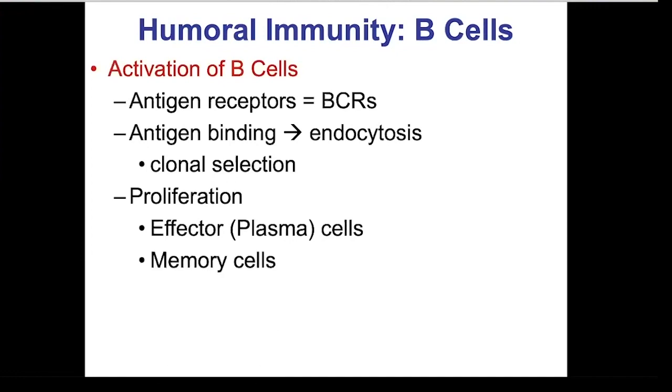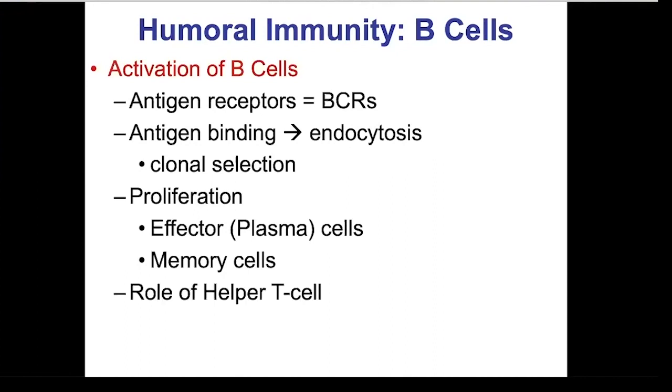In addition, you'll be producing some memory cells, and memory cells are going to provide protection later on if you are ever infected with the same antigen. We'll talk about this role a little bit later in this video. Recall that all of the daughter cells after this proliferation will have exactly the same BCRs, which means that they will recognize and bind with the same antigens. Therefore, you're creating this army against that specific antigen once activation has occurred.